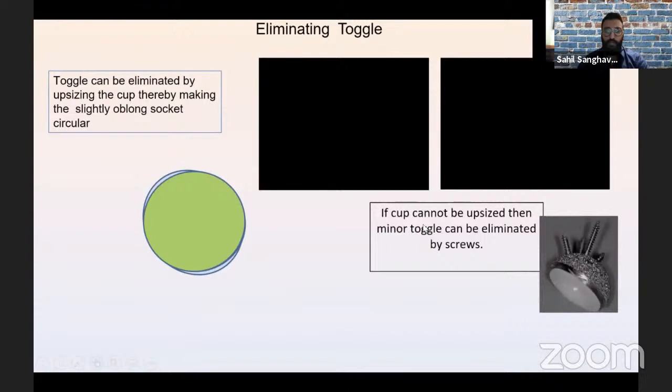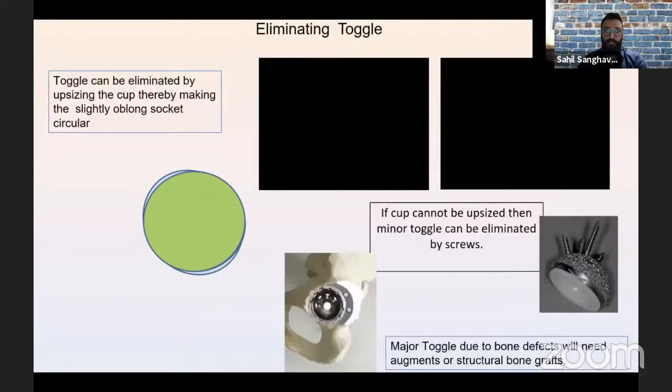If the cup cannot be upsized, a minor toggle can be eliminated by screws. Usually in a revision scenario, we'll find no more bone to upsize, but still a minor toggle is left, and this can be eradicated by putting screws. This is the role of the screws. So you shouldn't think that the screws act like nails when you hang a picture on the wall. The role of the screws is to eliminate a minor toggle when you cannot expand the cup any further.